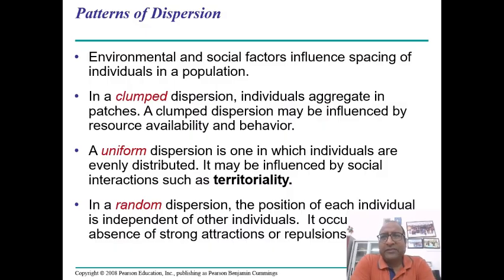The people are scattered into the area without any interaction with others. So it is random, and there is no attraction or repulsion between the people. The populations are distributed and their positions are changing constantly. That is known as random dispersion.